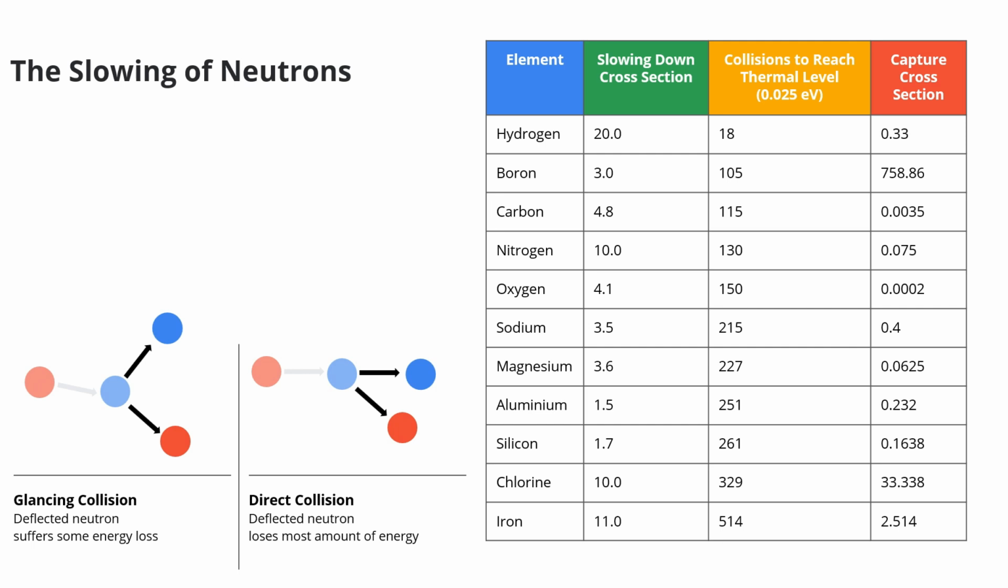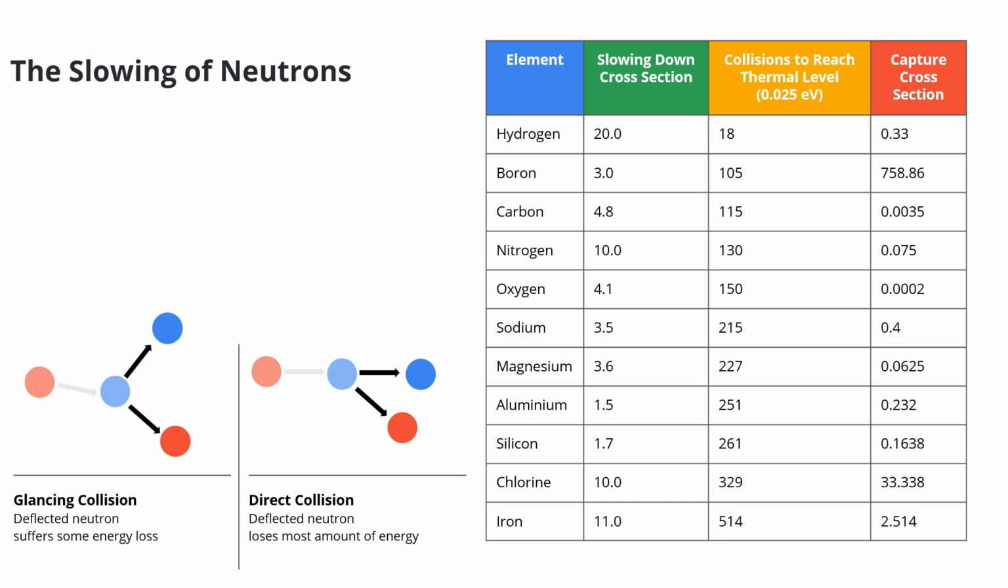They're not nearly as effective as hydrogen. To better understand the neutron slowing process, we need to introduce two important concepts. First, the slowing down cross-section, shown in the green column of the table. This measures how efficiently an element can slow down fast neutrons to a detectable thermal level.